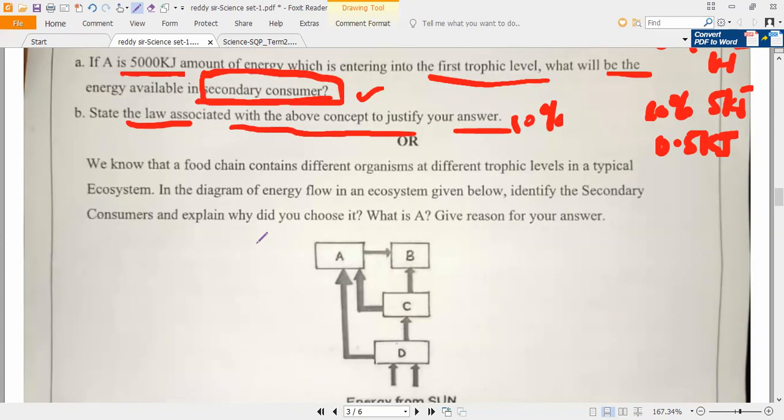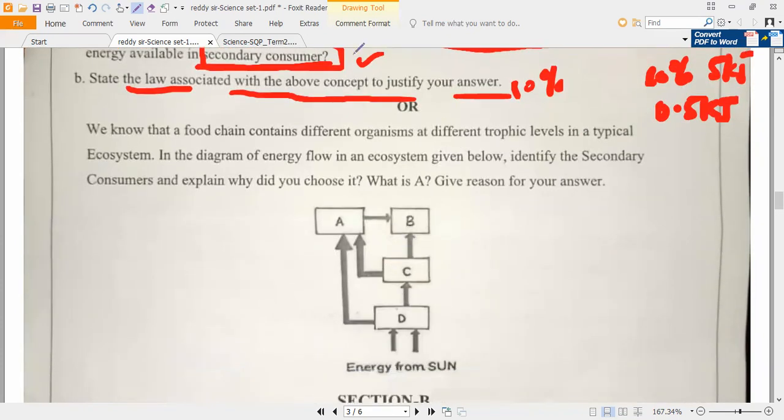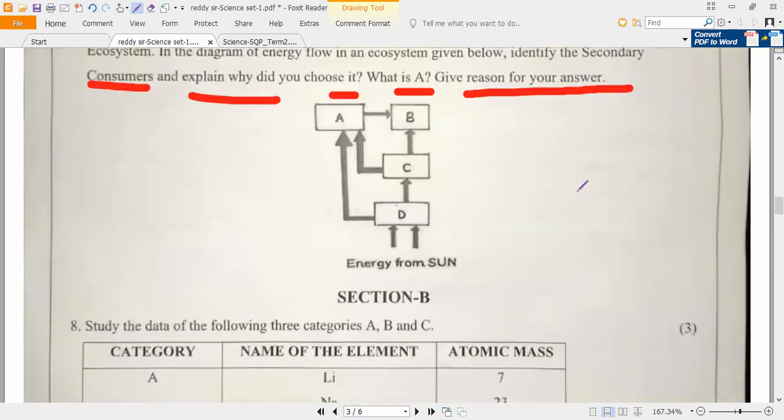That is what. Now they are giving one more question. Read this question, everybody. Aishwarya, Sriya, everybody read. Sanjay, not all just opening the mouth. We know that the food chain contains different organisms at different trophic levels in a typical ecosystem. In the diagram of energy flows in an ecosystem given below, identify the secondary consumer and explain why you chose it. What is A? Give reasons for your answer. Let me see who will answer.